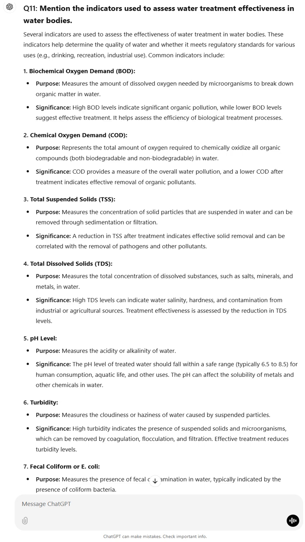organic pollutants. 3. Total suspended solids, TSS. Purpose: measures the concentration of solid particles that are suspended in water and can be removed through sedimentation or filtration.